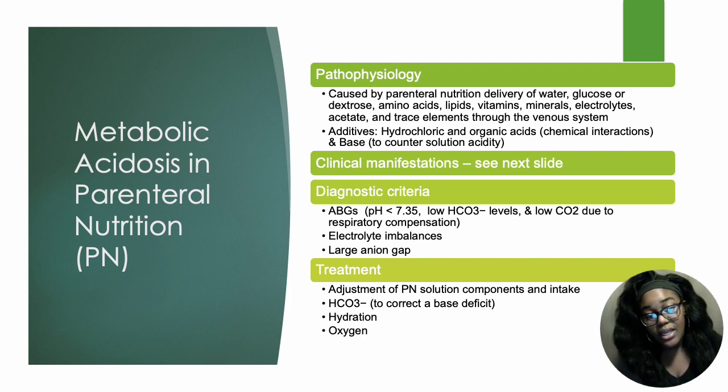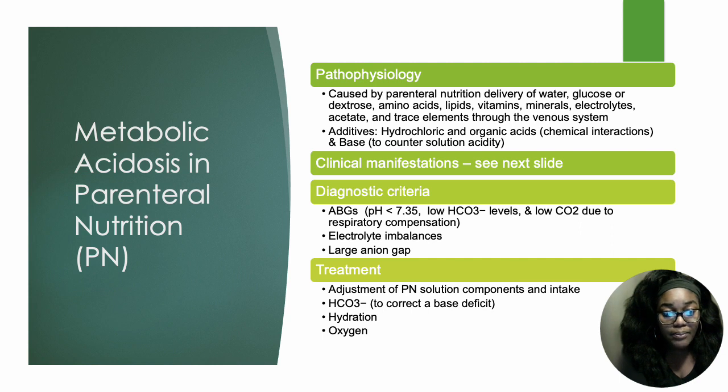So the treatment is to adjust the TPN solution and the components and the intake. Maybe they just have to adjust the electrolytes or the amount, because when you have TPN, it's not all the same. Different individuals have different nutrition requirements. So if an adjustment has to be made, it'll be based off of that person's nutritional status and what they need to be functional. You may correct the bicarbonate to help with the base deficits. You may replace with bicarbonate. You may have to hydrate these individuals, and you may have to also provide oxygen because of the CO2 and the respiratory effort, you're breathing more or you're breathing less to help compensate for oxygen and CO2 exchange. So again, when you have TPN, this is a condition that you have to look out for, because if it's left unchecked, it could result in death.